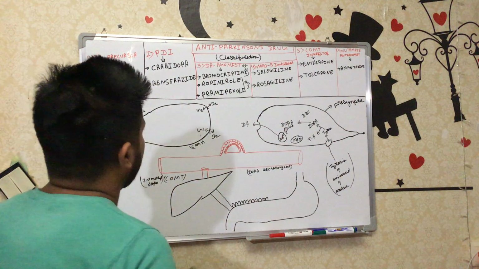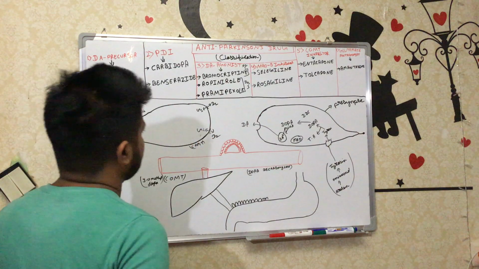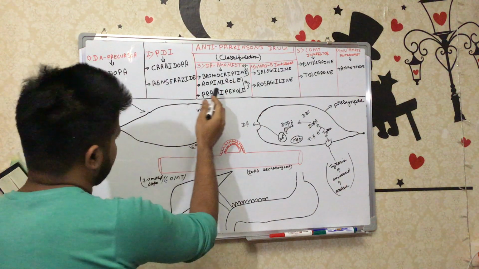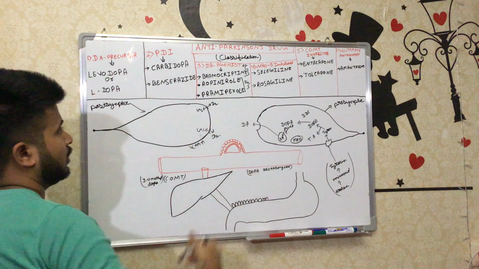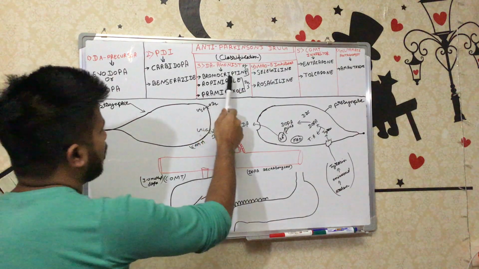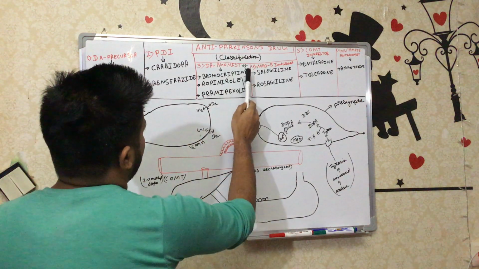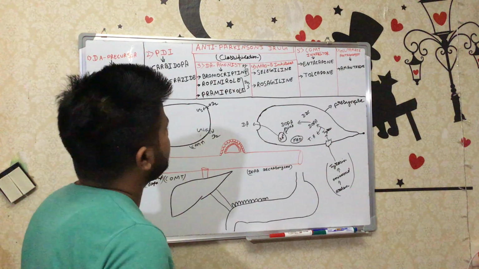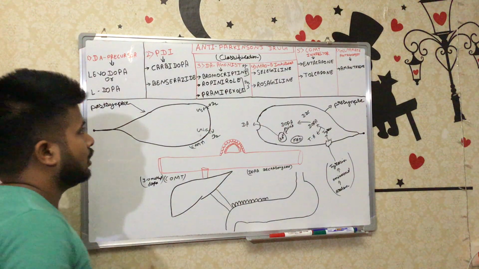Next one is the dopamine agonist. This is the very latest class of drug. Even more than levodopa, these are very famous and popular drugs. They are bromocriptine, which potently acts on the D2 receptor, and ropinirole and pramipexole, which act on the D2 and D3 receptors.